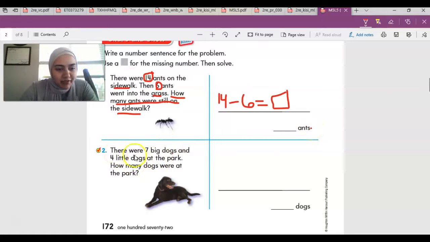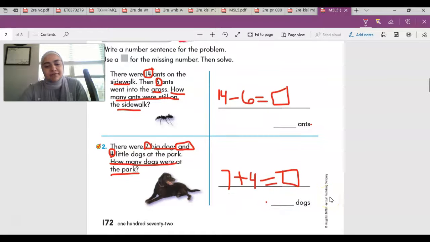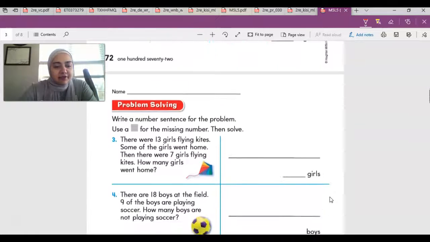Let's look at number 2. There were 7 big dogs and, box it, 4 little dogs at the park. How many dogs were at the park? What does and mean? And means add. There were 7 big and 4 little. So how many were there altogether? Figure it out, and then draw the answer, or write the answer here. All right, that number 2 was really easy.